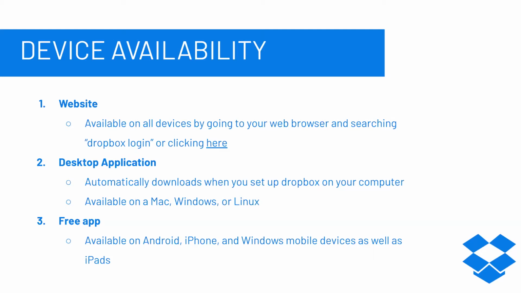Next is the desktop application, which is a fairly new part of Dropbox. This usually automatically downloads when you set up Dropbox on your computer, so you will know when it's downloading, but if it doesn't, you will have the option at different places once you're in the website. So you'll see it prompting you to download it in different places. So don't worry if it doesn't download right away. And this desktop application is currently available on Macs, Windows, or Linux.